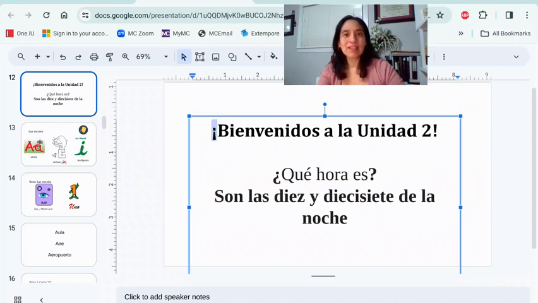we open with this symbol and then we close with the exclamation point that you already know. Also, we do the same when we ask a question. We open with an interrogation mark, the same way that we also use one when we close at the end of the question. In this Unidad 2, we're going to learn how to tell time en español. The question is, ¿qué hora es?